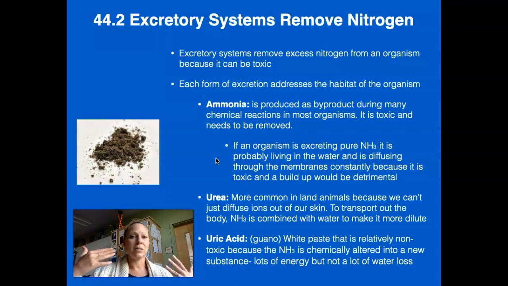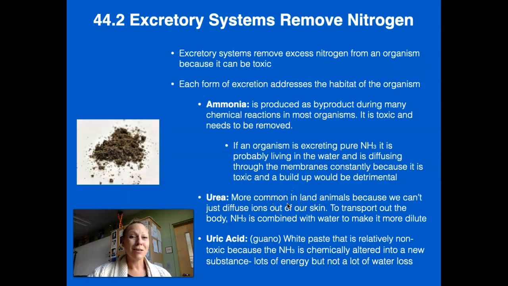It's going to be dilute enough that it'll just pass through, easy peasy. Next, if we're living on land, we can't just diffuse our ammonia out. We need to transport it out of our body, and that's done through our ureters. That happens in the kidneys, and it passes through our ureters and sits in our urinary bladder until we excrete it out.